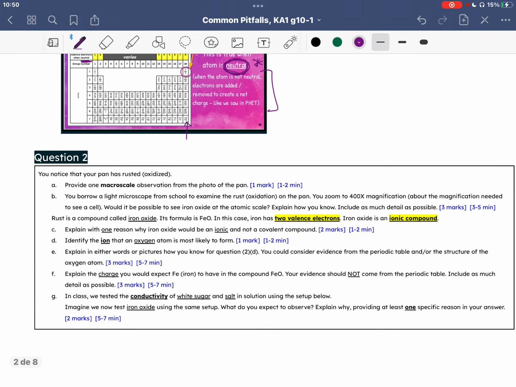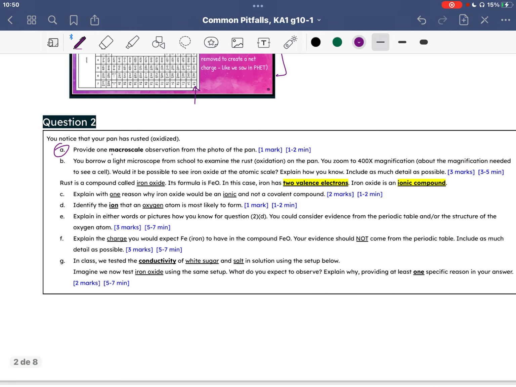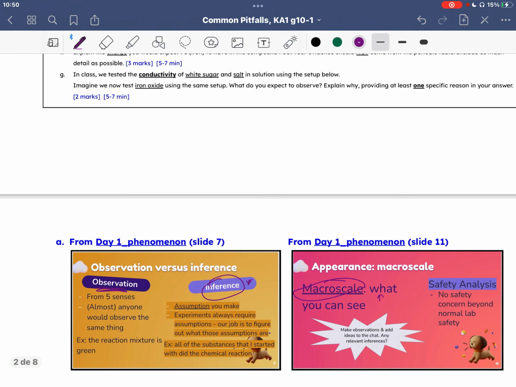All right, question 2, part A, macro scale observation. So I was testing 2 things here, the word macro scale and the word observation. Macro scale is what we can see. Many of us remembered that. But if you put anything about atoms or bonds, that would not be macro scale.